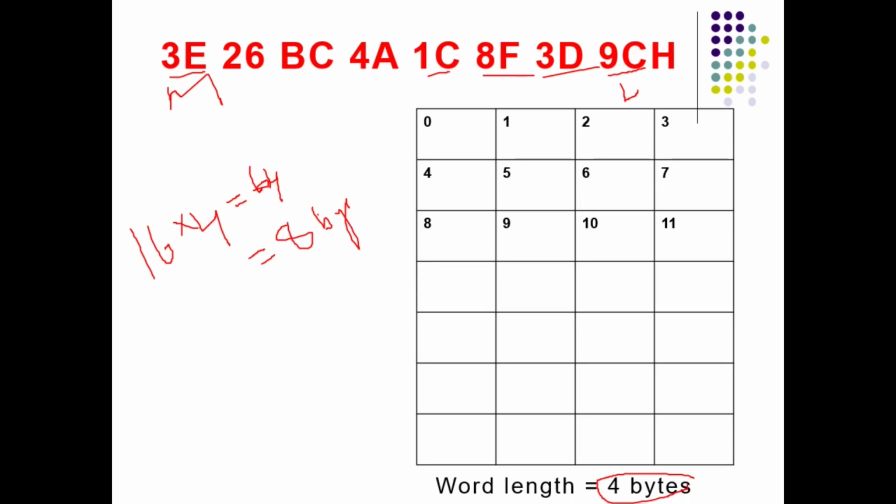Every 2 digits make a byte. Why? Because every digit is 4 bits, so every 2 digits is a byte. Now there are 8 bytes here, but my word length is 4 bytes. Now how should Little Endian and Big Endian be considered?